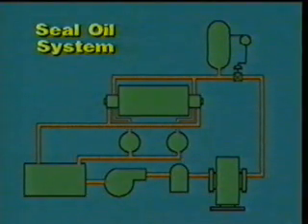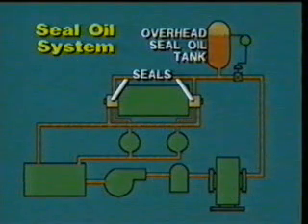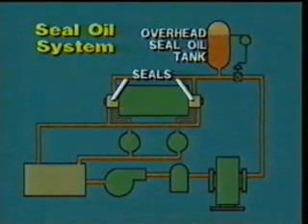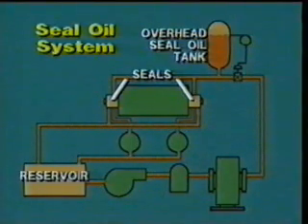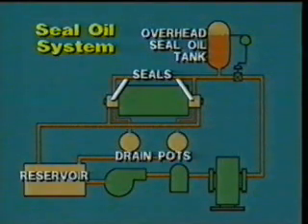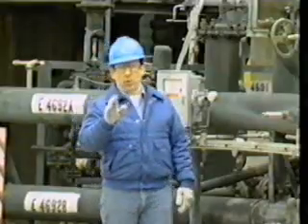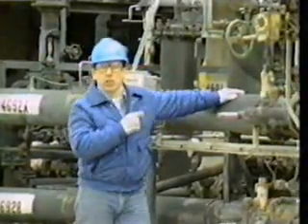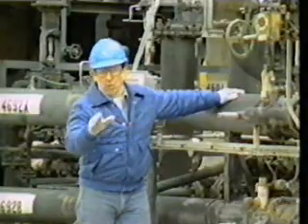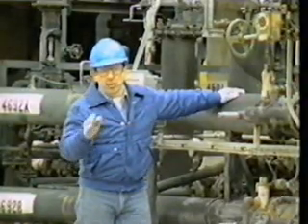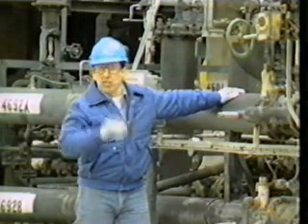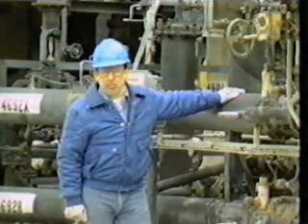Seal oil enters the space between the seal rings from an overhead seal oil tank. Oil which has been used only for lubrication drains back to the reservoir. Seal oil which may have come in contact with gas drains into drain pots for removal of the gas. The separated oil is then returned to the reservoir for recirculation. One thing you should always remember about lube and seal oil systems: always make sure that any oil removed from the sumps or reservoirs is disposed of using approved methods.